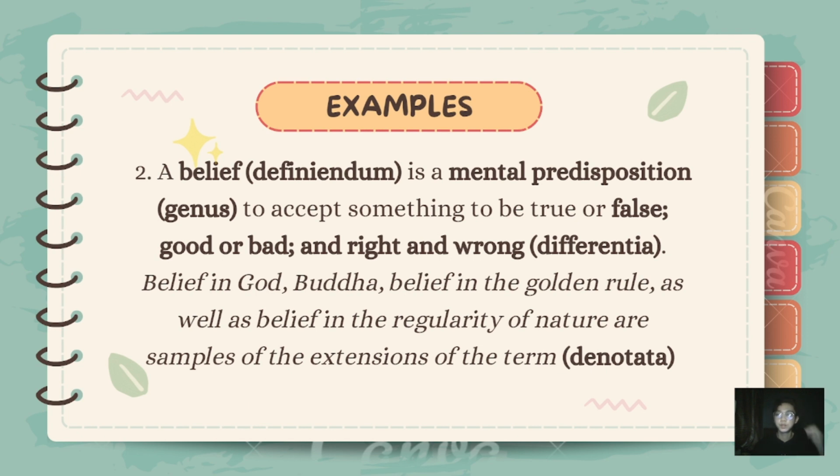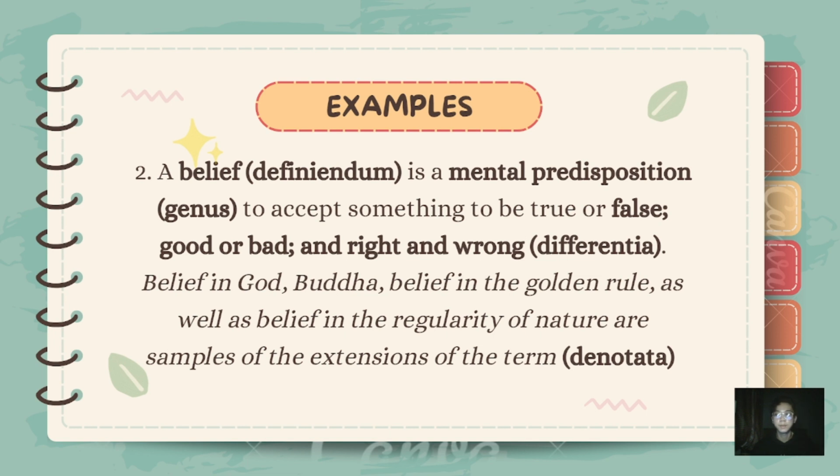So, that is our analytic definition. It consists of three categories, and those categories are definiendum, which is the term to be defined. Definiens provides the intention or the defining property of the definiendum. And the definiens has two parts, which are genus and differentia.